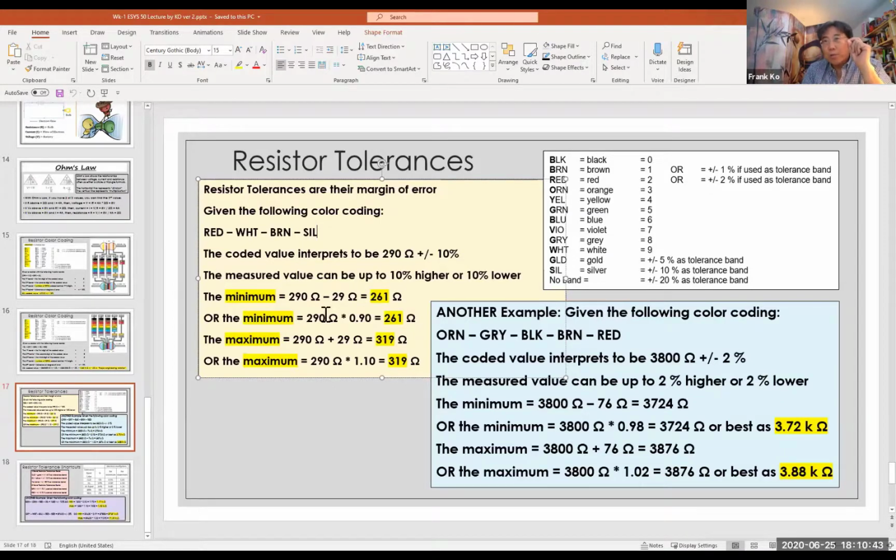But there's a faster way of doing this. The faster way is to use a decimal multiplier. 290 times 0.9. Do that on your calculator right now. Take 290 and multiply this by 0.9 and hit equals. Bam. What do you get? You still get 261, but it's much faster if you use the decimal multiplier rather than subtract 29. Now, how about the maximum? The maximum means we can take 290 and add the 29 back in. That's a bunch of keystroke steps on your calculator. You end up with 319 according to my PowerPoint.